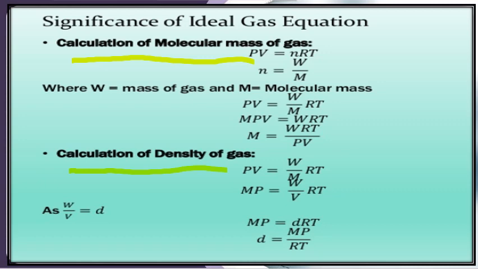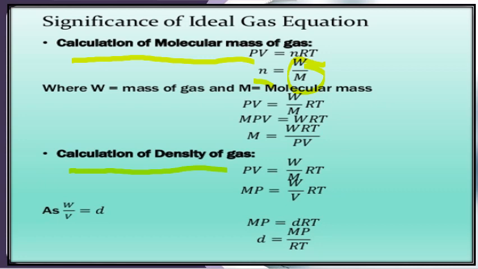Okay, now here we have the calculation of the molecular mass of the gas, given by means of the equation PV is equal to nRT. How it is calculated, you know very well. Here P represents pressure, V the volume, n represents the number of moles, R represents the general gas equation constant, and T is the temperature. Now what is n? n gives you the moles. Moles is equal to the given mass over the molar mass.